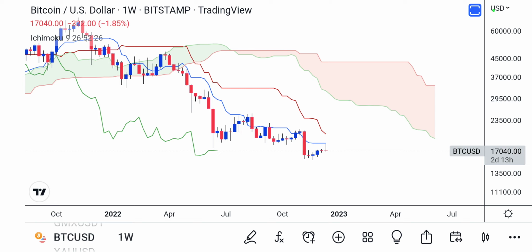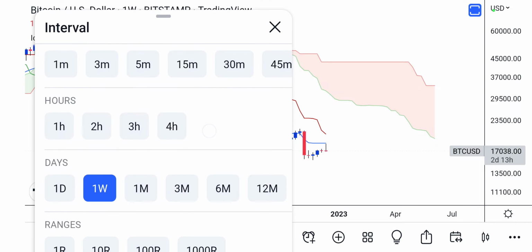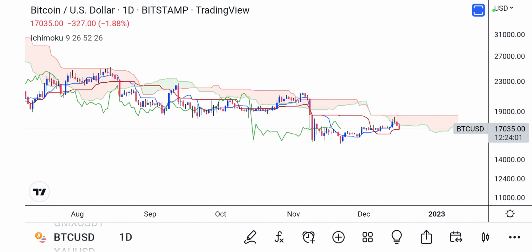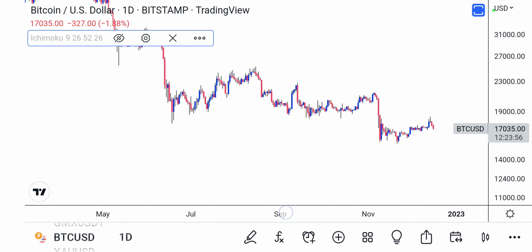So for now, let's keep an eye on the weekly time frame. Very, very important. Okay, so let's go down to a lower time frame. I'm not going to do the XY, just BTC. Let me remove the Ichimoku. Let me remove that.